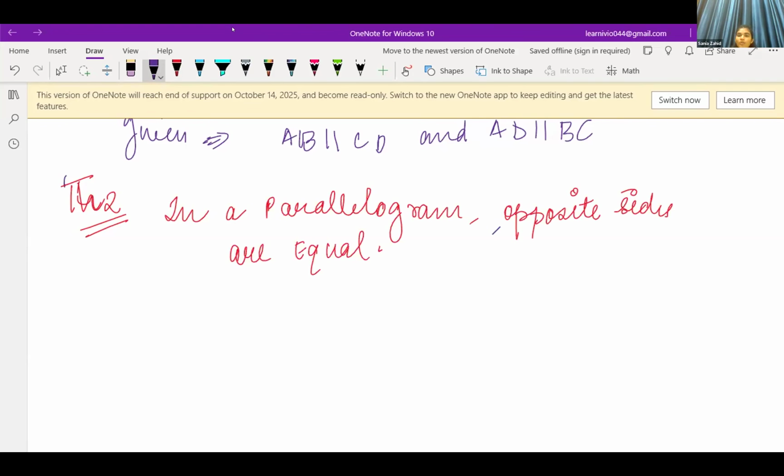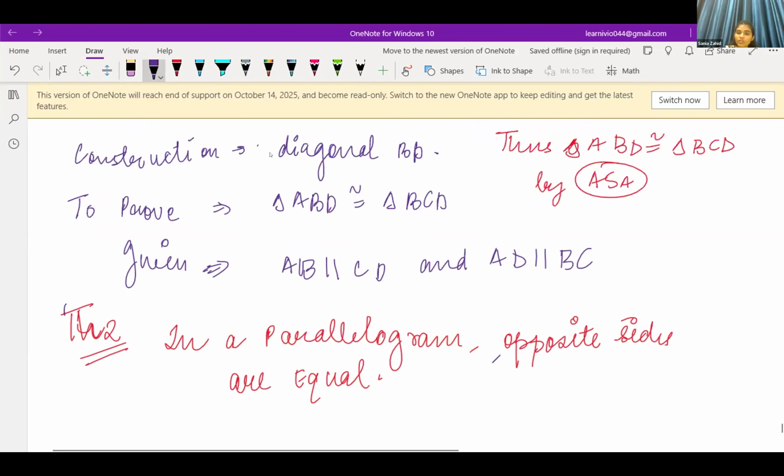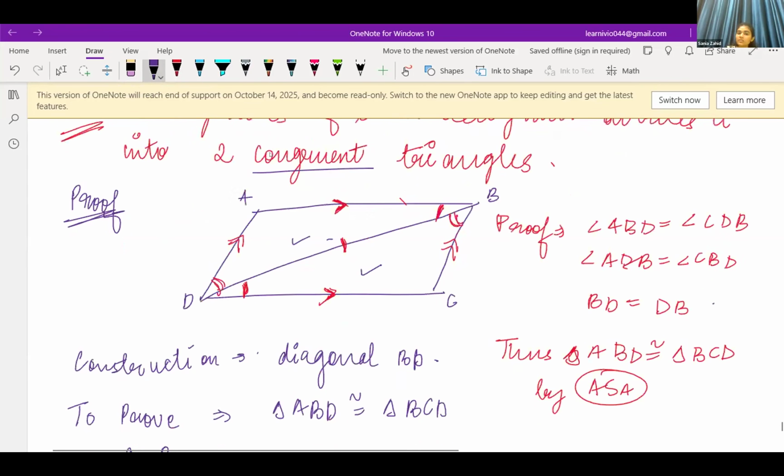So what you will do is, from the previous theorem, I got to know that the triangles are congruent, right? So from this proof only, can I say that AB is equal to CD and BC is equal to AD by CPCT? The question is, in a parallelogram, the opposite sides are equal. So from the previous theorem, the two triangles I get are congruent. So for congruent triangles, I can apply CPCT and prove any of the corresponding sides are equal, right?